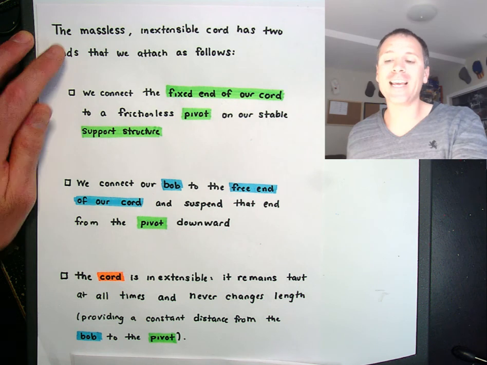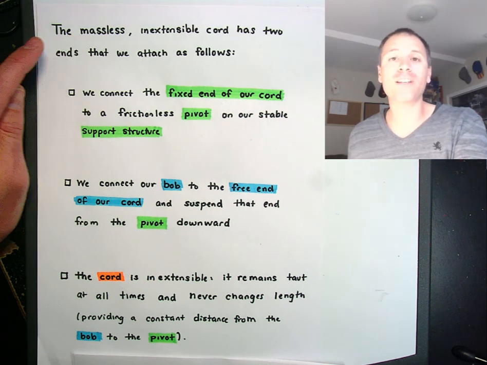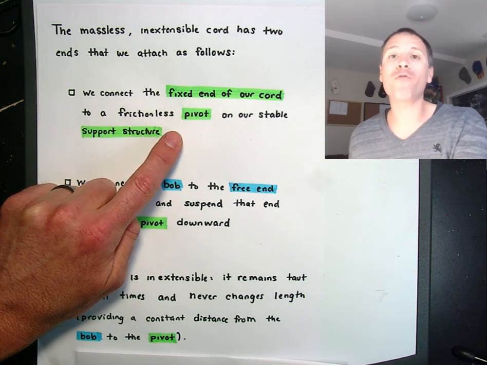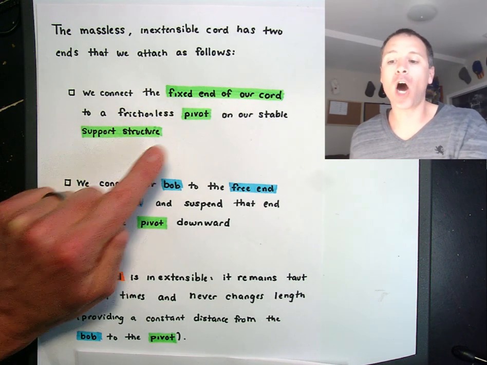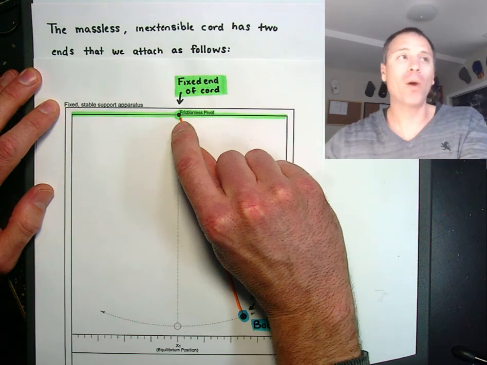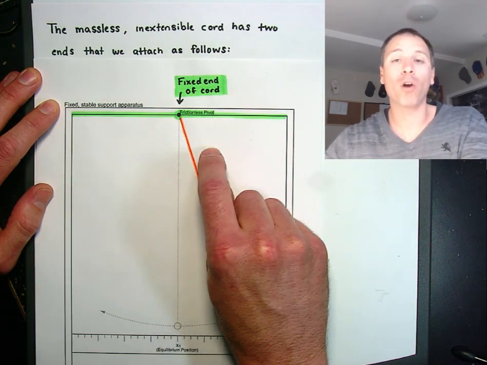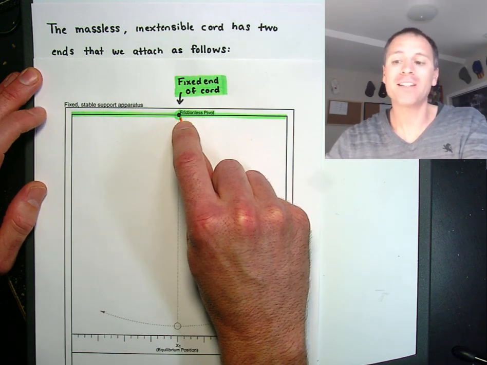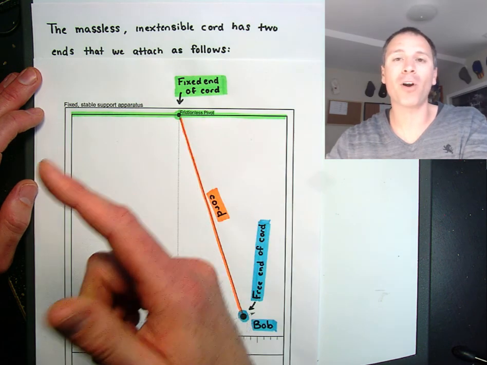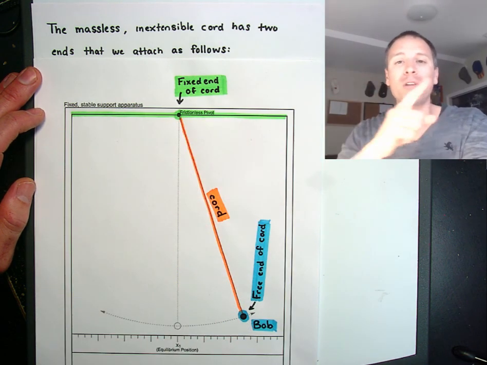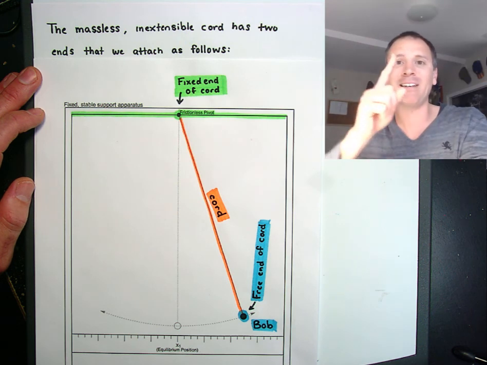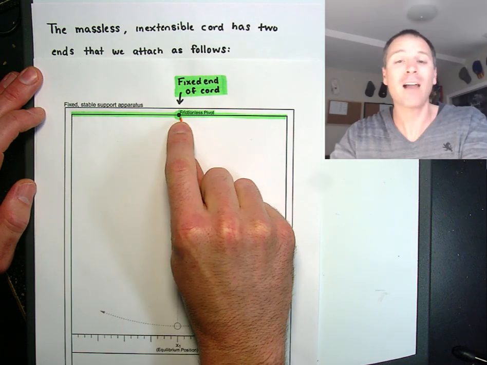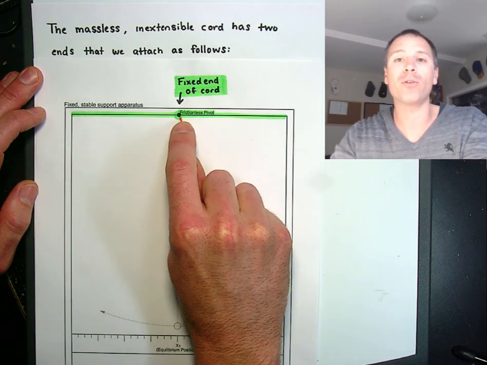The first thing we're going to do is take our massless, inextensible cord, the cord that doesn't change length and has no mass, and we're going to attach the fixed end of that cord to a frictionless pivot point on our support structure. That pivot point allows the cord to move back and forth, to pivot side to side. Frictionless means there's no energy loss there. This is not like a swing that you get onto in a park. You ever swing in the park, you do two or three kicks, and then you hear the thing squeak, and you come to a stop because there's friction in that. This pivot is not like that. It will go back and forth forever without losing any energy.